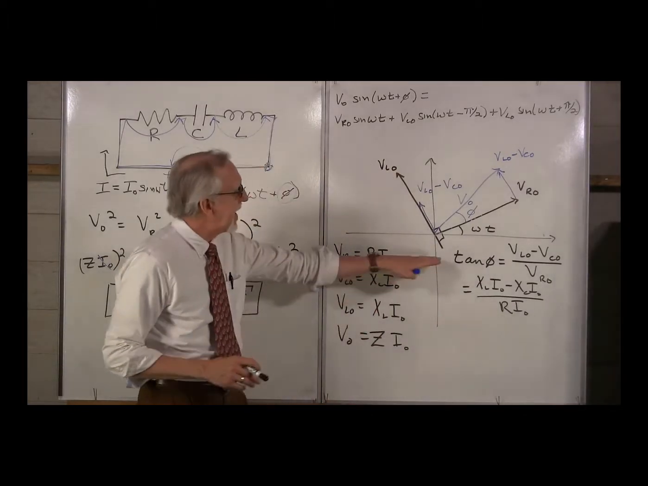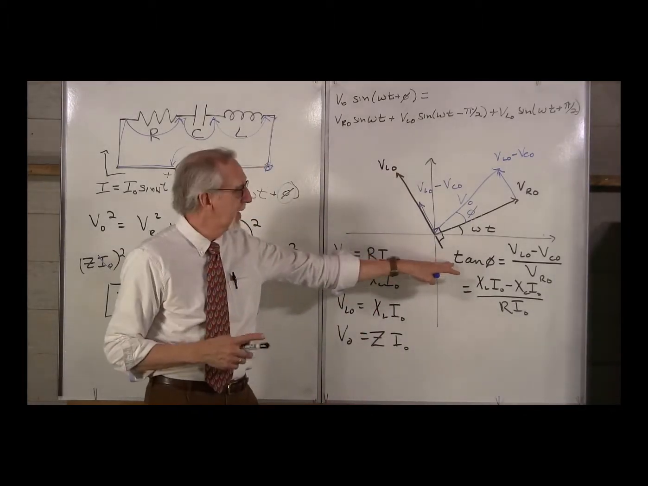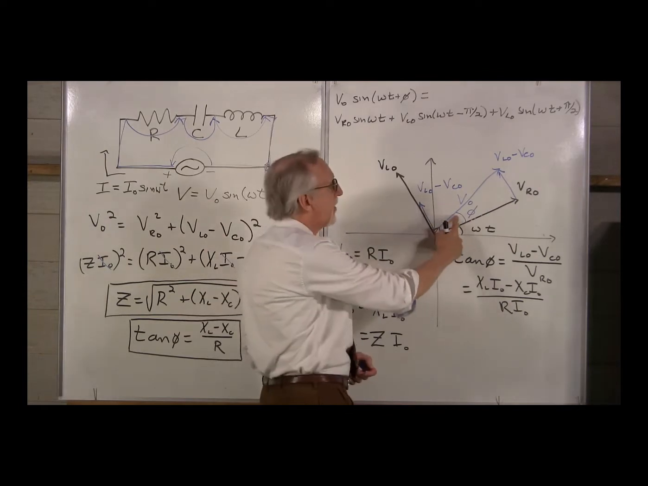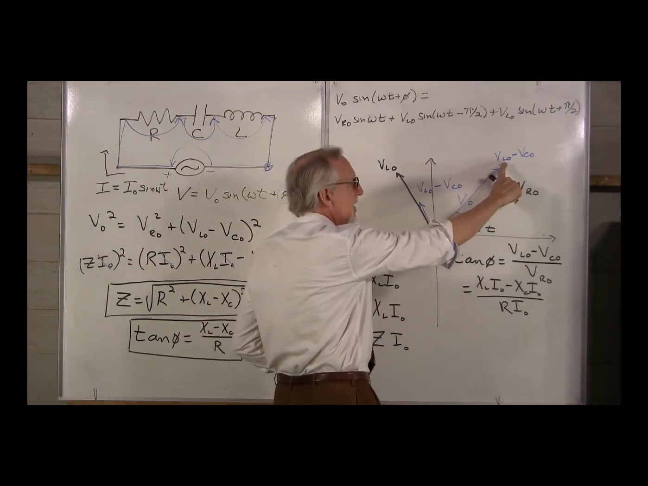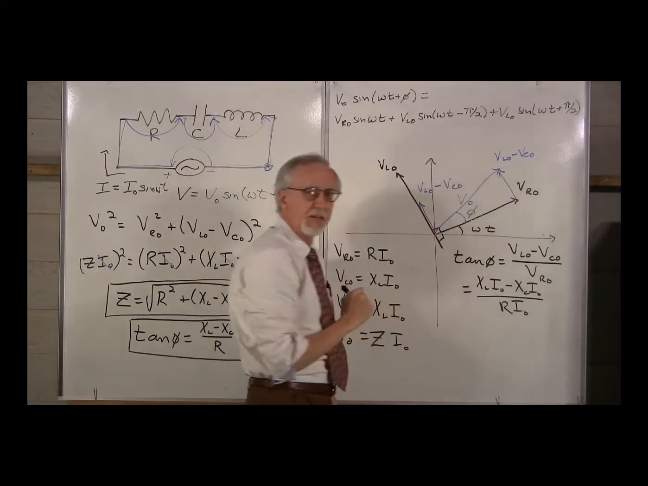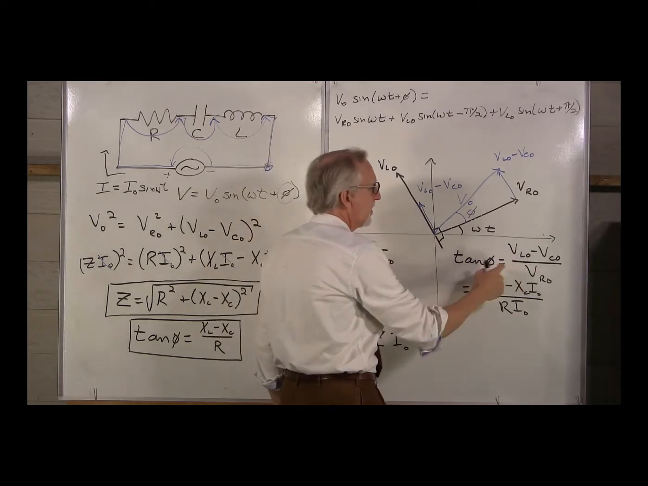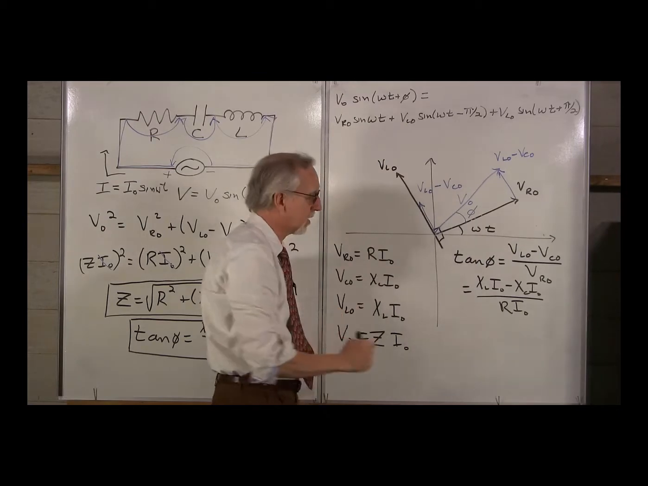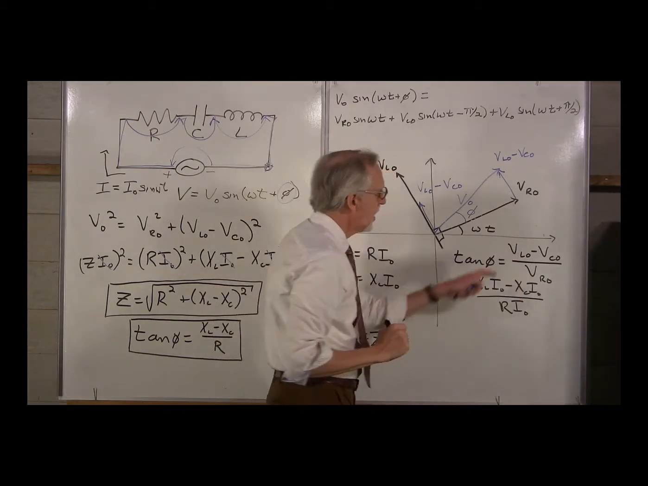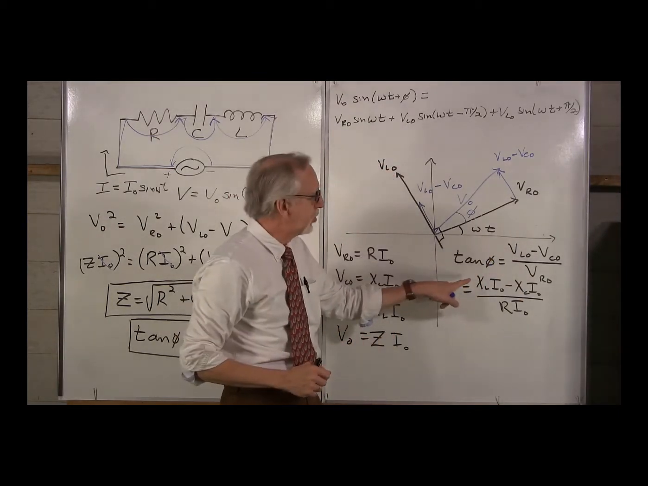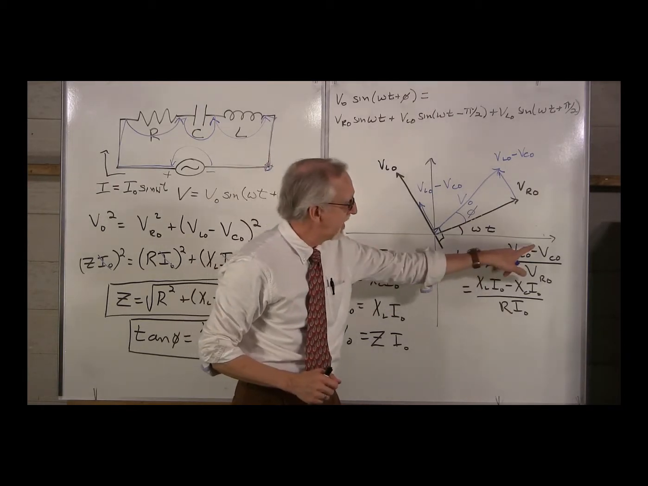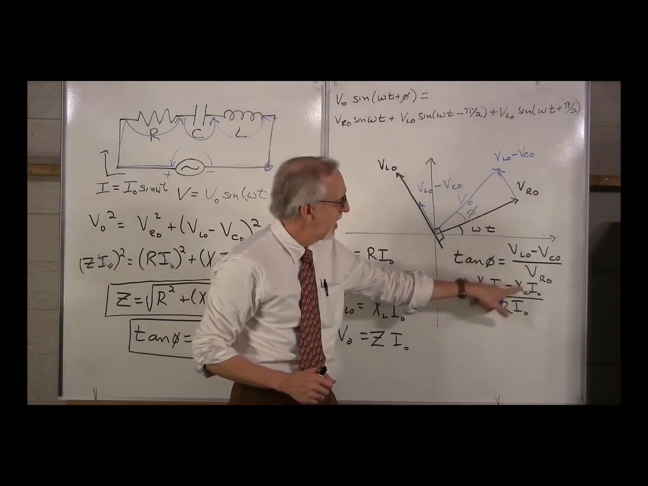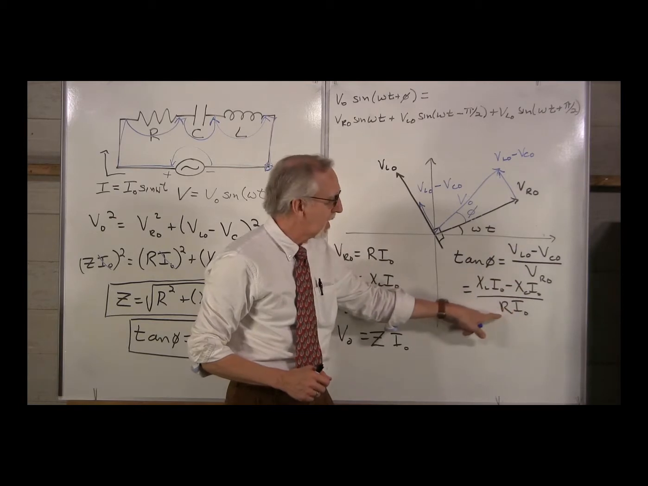We have that the tangent of phi is opposite over adjacent. The opposite side to phi is this side over here, which has a length of VL0 minus VC0. So VL0 minus VC0, over the adjacent side, which has a length of VR0. So over VR0. But we know VL0 is equal to XL I0, and VC0 is XC I0, and VR0 is R I0.